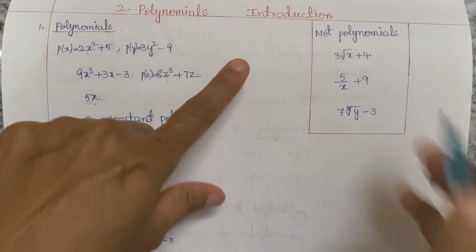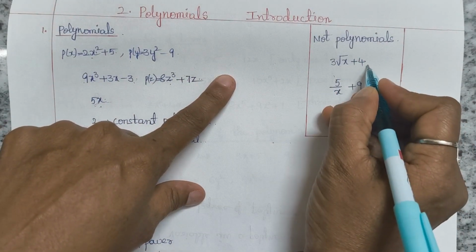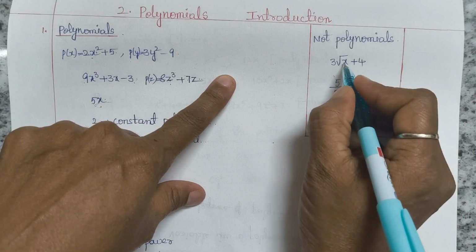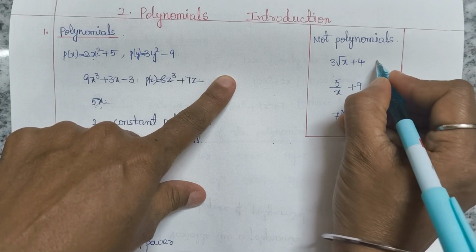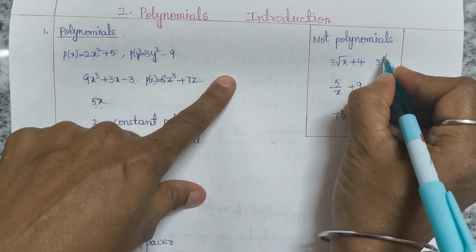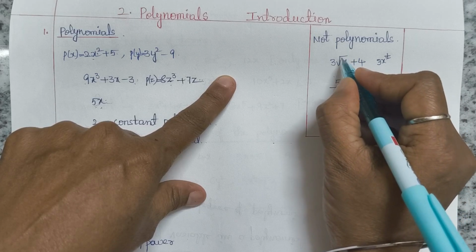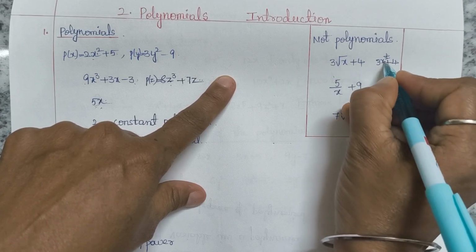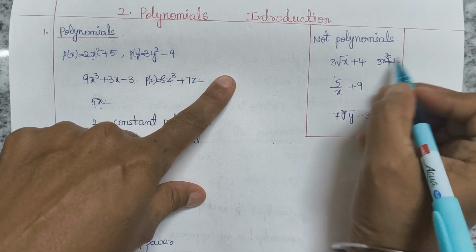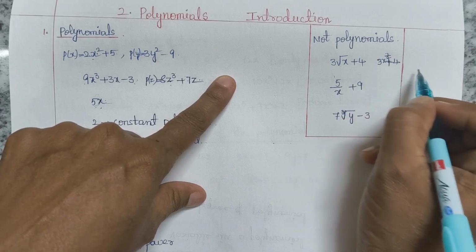Why not polynomial? See, 3 root of x plus 4 is there. Root of x means it's a power 1 by 2. So what answer will you get? 3x to the power of 1 by 2 plus 4. Root means the power is 1 by 2. This 1 by 2 is not a whole number, so this is not a polynomial.